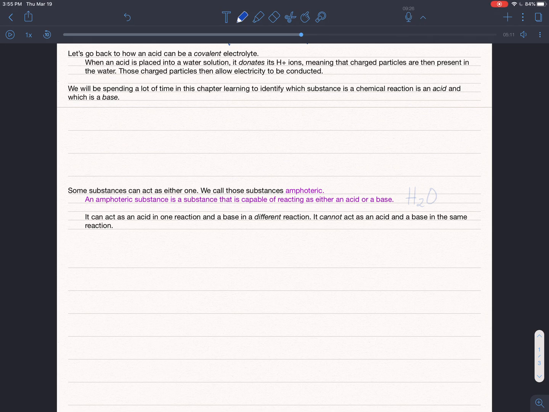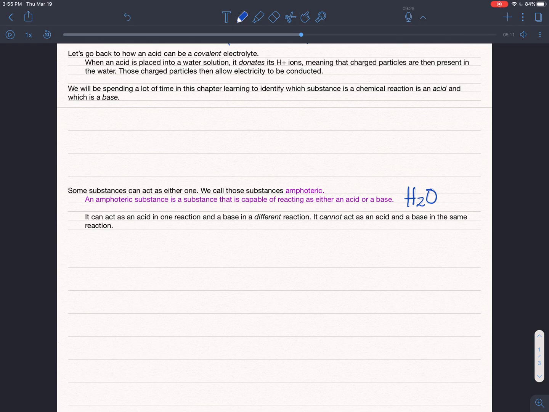And I've written here, I'm going to write over it a little more darkly, the most common substance that can do that is water. Now, one of the things that's really important that you understand is that these amphoteric substances can act as an acid in one chemical reaction and as a base in a different chemical reaction. It cannot act as both an acid and a base in the same chemical reaction. But it turns out that with some chemical reactions, the conditions are such that it has the ability to act as an acid, and in differing situations, it has the ability to act as a base.